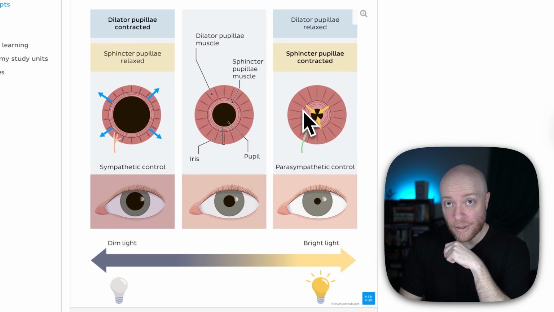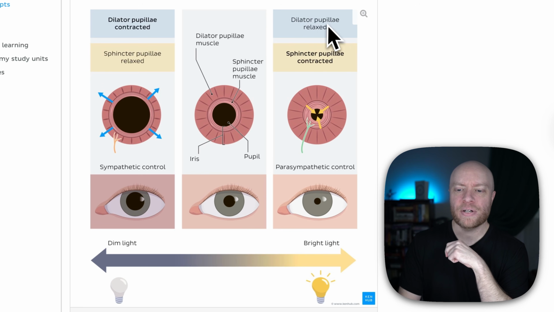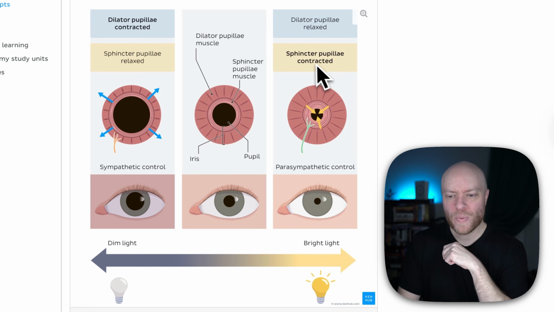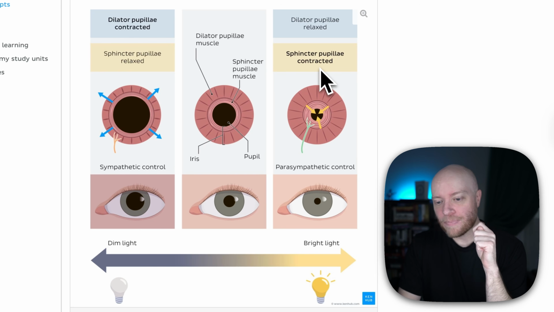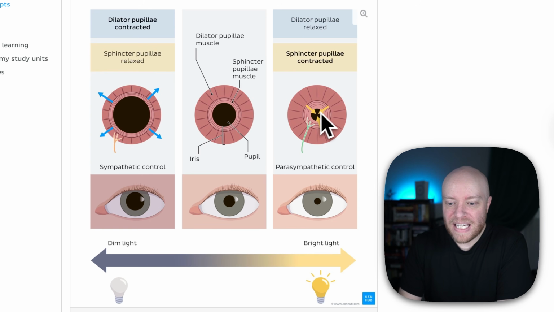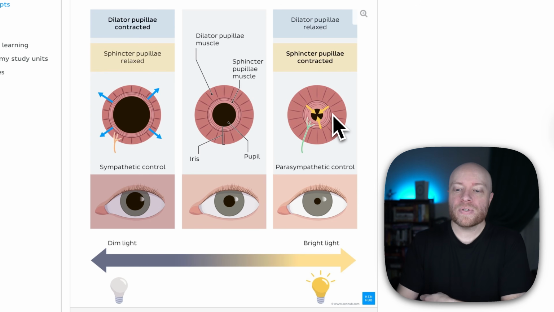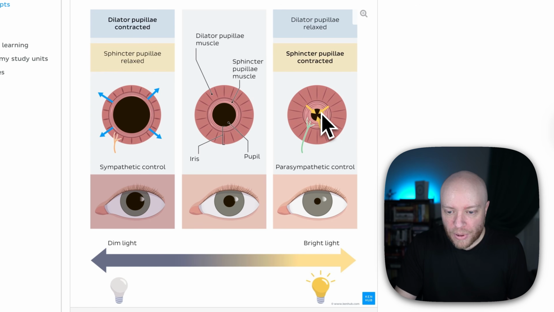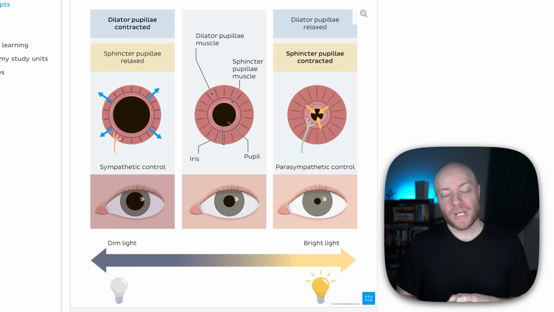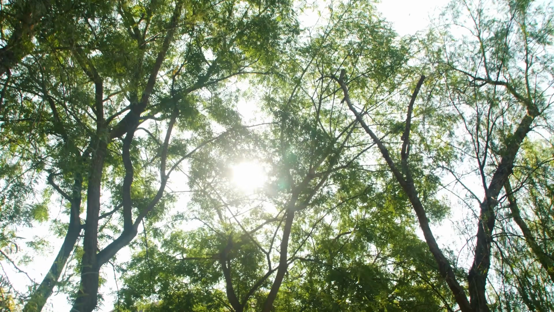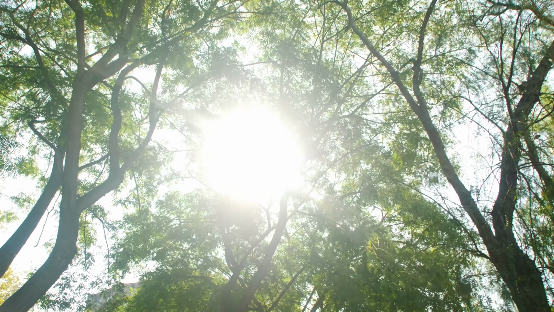So if we bounce over here, now what you can see is it says dilator pupillae is relaxed. Instead, in this tannish box, we can see that it says the sphincter pupillae is contracted. So if we look in here, we can see these little arrows. These little arrows are trying to show you that as the sphincter pupillae, which again is going to be this one, contracts, that is going to constrict the pupil. And this is, again, to ideally let less light in. It's too bright.